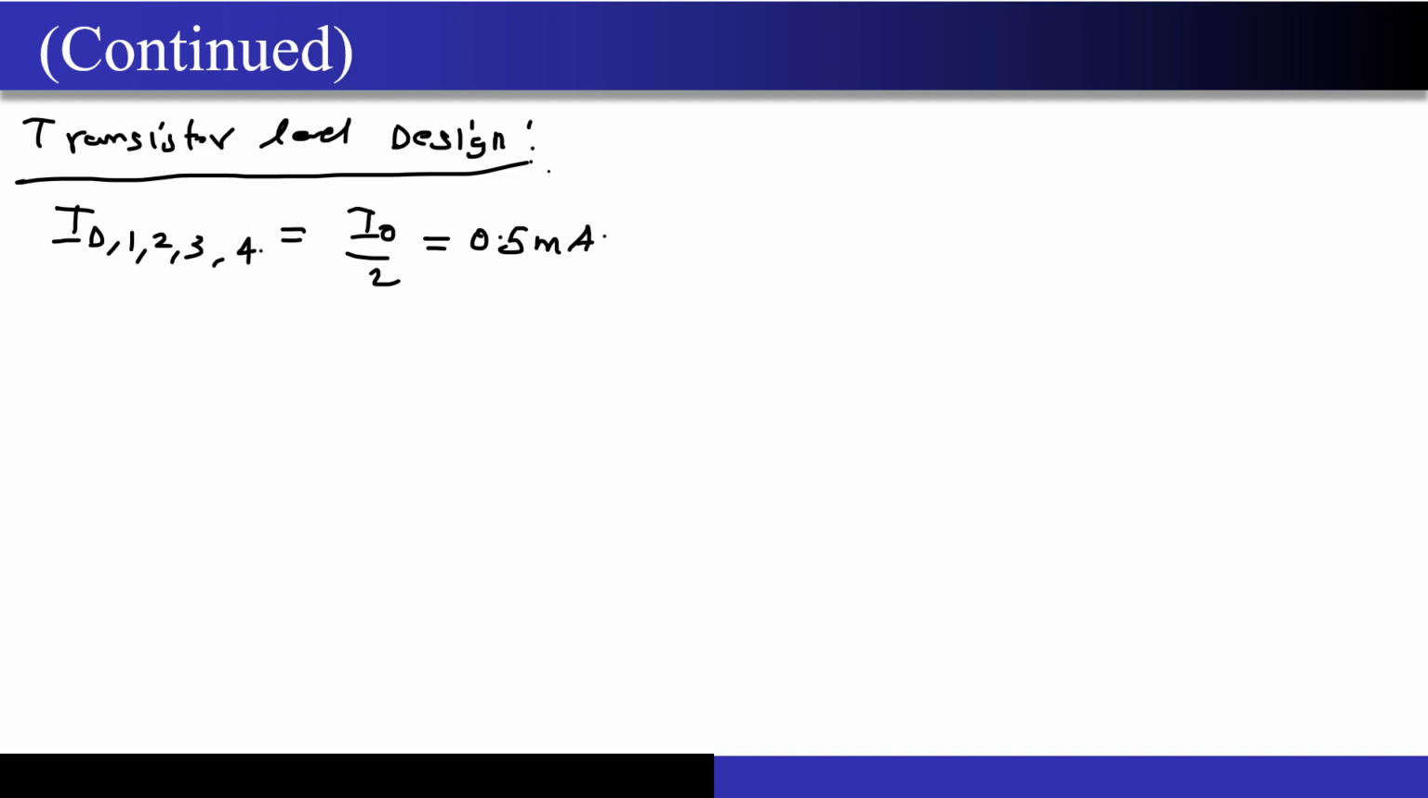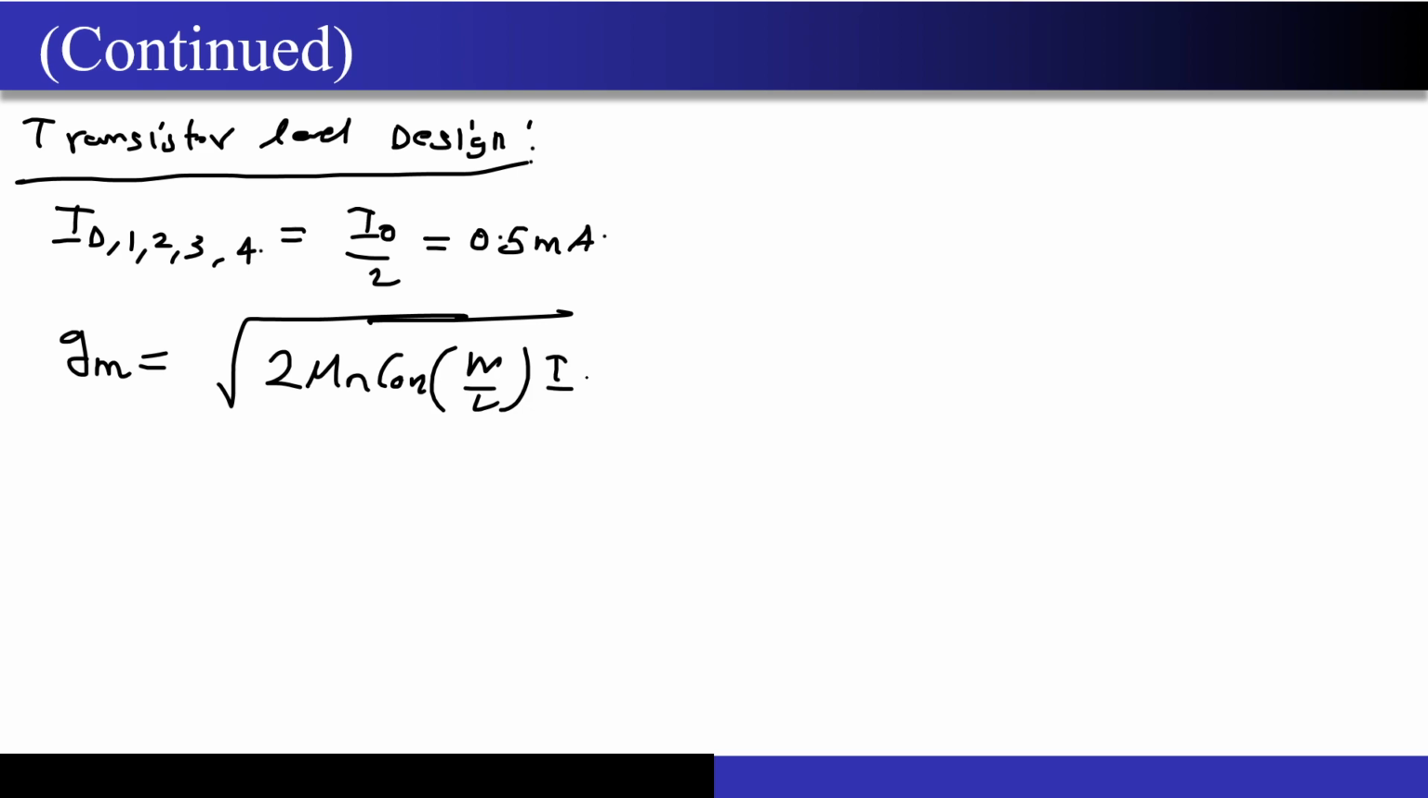Once this is clear, one more thing is we have to see how we can apply the equation. How can I calculate the value of gm first? No, I don't have to calculate the value of gm. From gm I will calculate the W by L. So gm is 2 mu n Cox W by L times ID. I know the value of gm over here, I know the value of ID, and I know the value of mu n Cox. I can easily calculate the W by L.